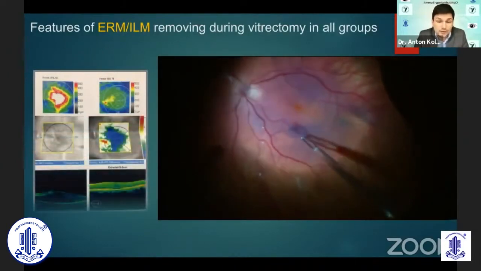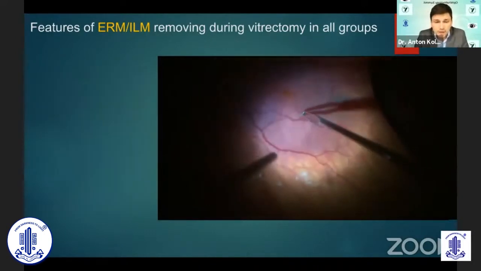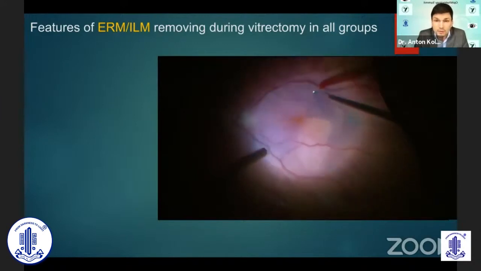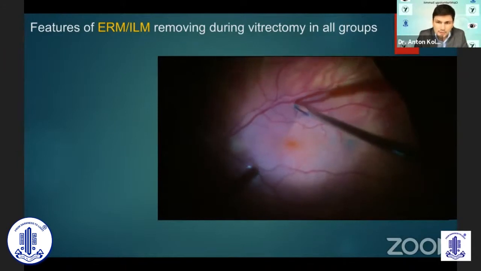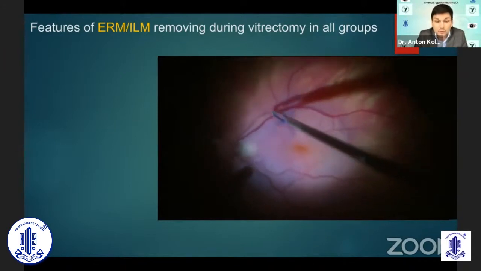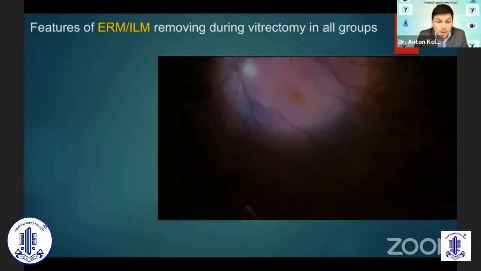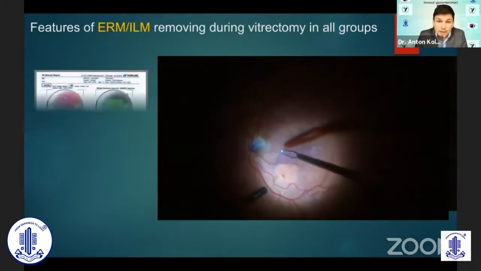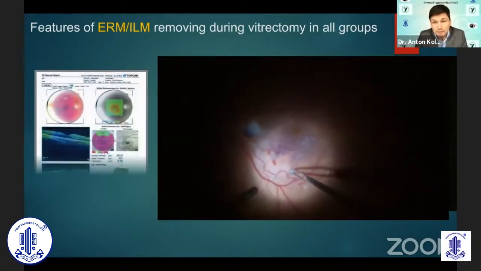All the membranes in the first group were removed separately from the ILM after dual blue staining with a 25 gauge forceps. And after a complete ERM removal in a single piece, we performed macular axis ILM peeling. And here we present the video from the second group.